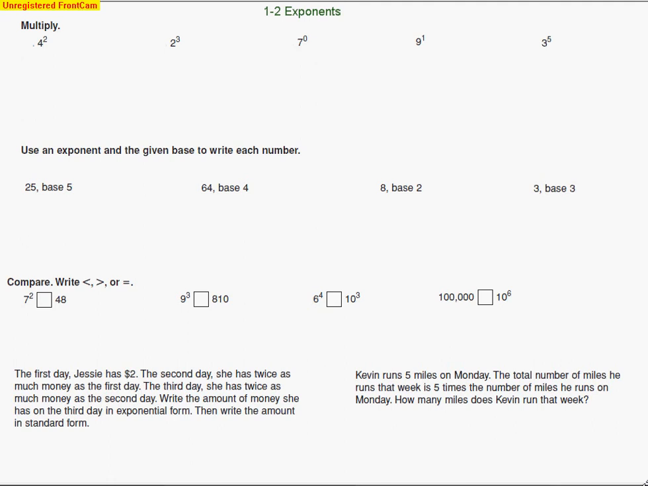Today we are going to look at exponents and what they represent. And so let's take a look at our first set of directions. It asks us to multiply. So we've got a number and an exponent.